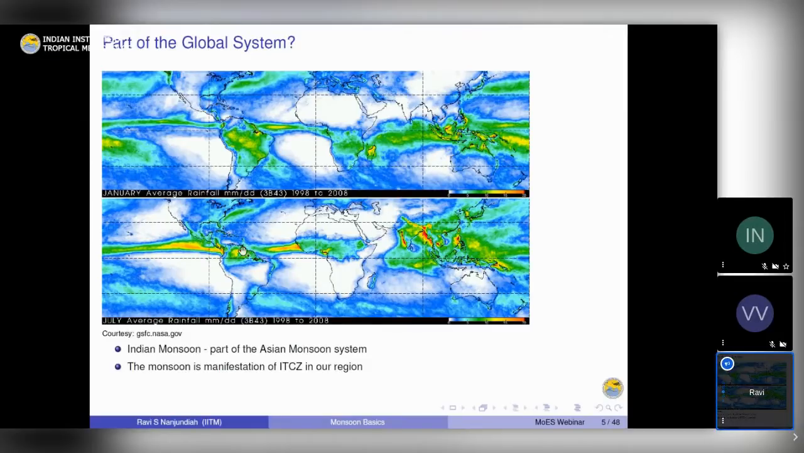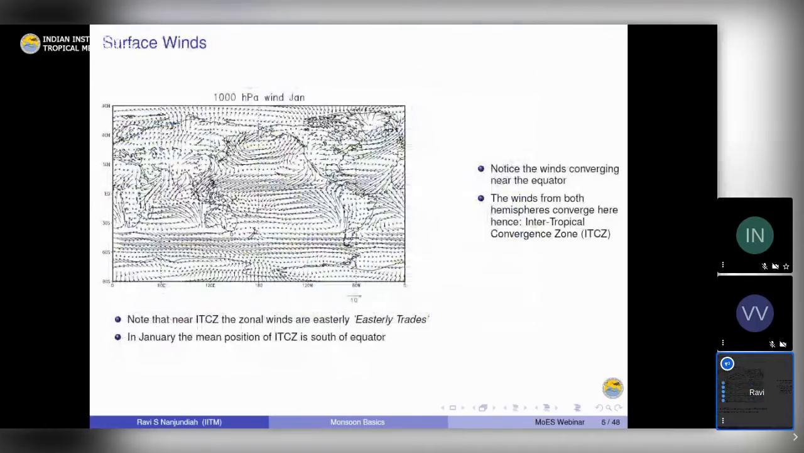You will see that if you look at the Indian monsoon, this is the Indian region. It is part of the Asian monsoon system, which in turn is closely linked to the entire globe. So the Indian summer monsoon is part of the global system which we call the ITCZ. We'll look at the ITCZ in a moment. And if you look at the surface winds, you can see that in the month of January, all the winds are converging here. This is what we call the intertropical convergence zone, or ITCZ, where the winds are converging. And you can see that happens right across the globe.